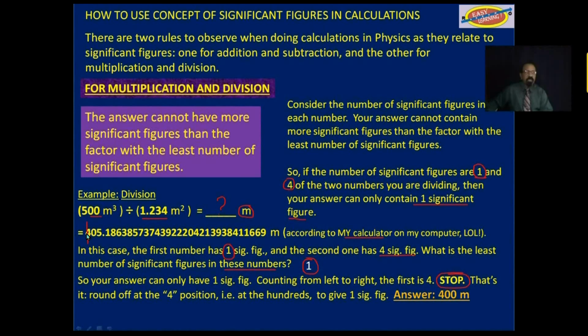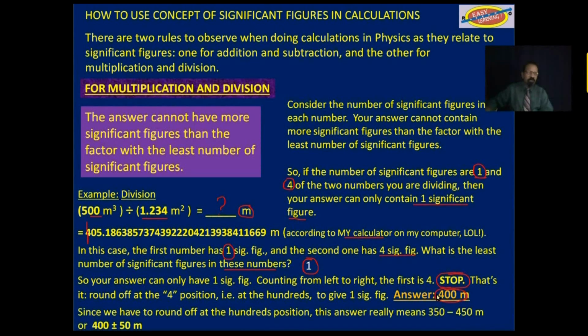So 405 to the nearest 100. Is it closer to 400 or to 500? Obviously, it's closer to 400, so you round off your answer to 400. But since we are rounding off at the hundreds position, our uncertainty will be 50 more or 50 less, half of that position. So our answer is truly 400 plus or minus 50 meters. But we can also state it as 350 to 450 meters.